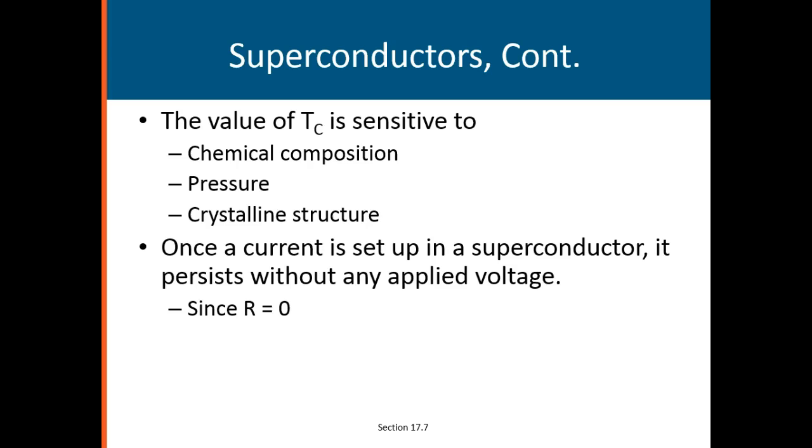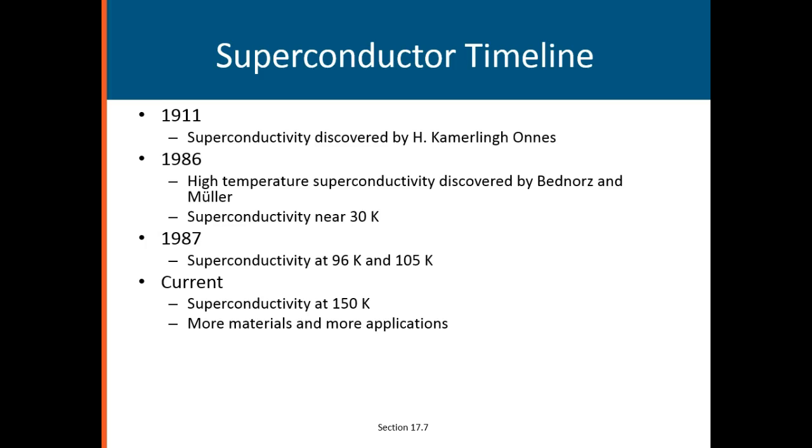The value of T sub C is sensitive to chemical composition, pressure, and crystalline structure. Once the current is set up in a superconductor, it persists without any applied voltage since the resistance is 0. It doesn't ever lose its current. It just keeps on going. Even though you're supplying no more voltage to it, it keeps going and going. Energizer bunny.